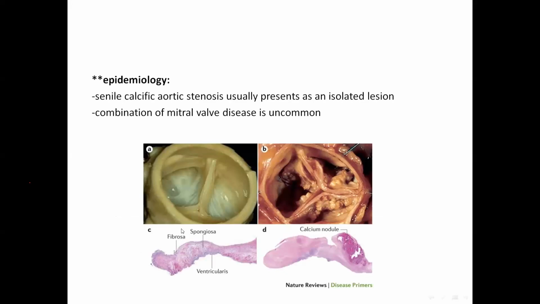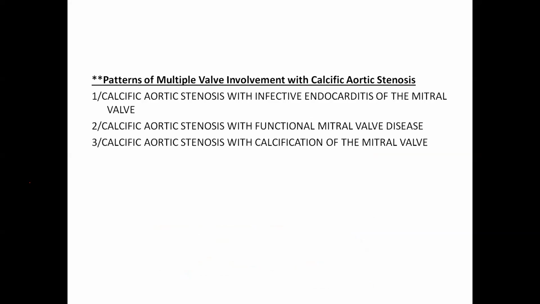Like this, we are finishing the myxomatous and prolapse valve. The third lesion is senile calcific aortic valve disease with multiple valve involvement. I just attached a picture of leaflet and aortic valve calcification. Senile calcific aortic stenosis usually presents as an isolated lesion, but sometimes it is combined with mitral involvement, which is uncommon. We have a pattern of multiple valve involvement in calcific aortic stenosis.